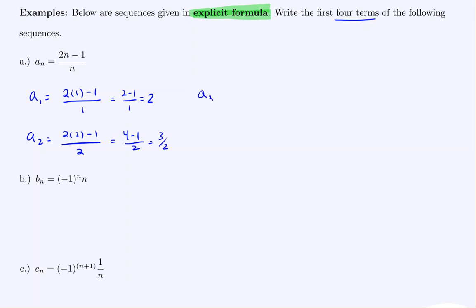Now we continue a sub 3, 2 times 3 minus 1 divided by 3 is 6 minus 1 divided by 3. We get 5/3. Why don't we all take a moment to compute a sub 4? Two times 4 minus 1 divided by 4. That should give us 8 minus 1 divided by 4, or 7/4.